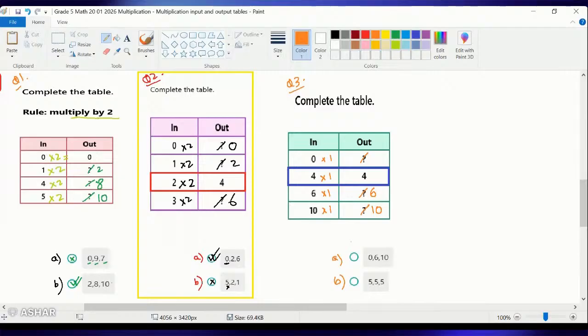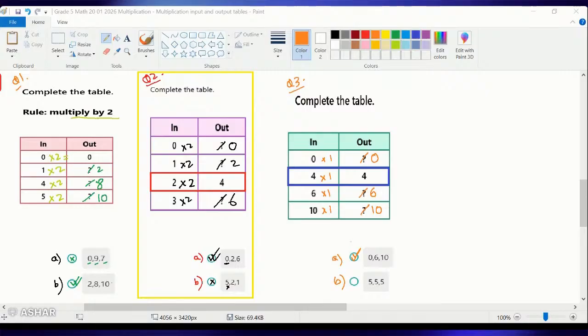That means it stays 0. That means option A is the correct option. I know this was quite easy, but we have to move on. We have to do it from the basics. We have to keep on revising. Let's do one more question.